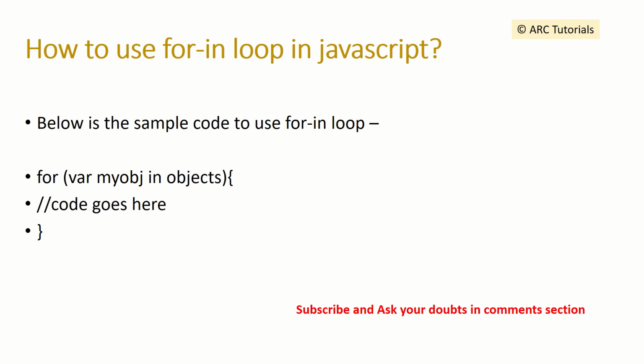How to use the for in loop in JavaScript? To use it, we will write for object in objects. This is an important thing. If you have an array or list of objects that you want to loop over, we can write for and then mention the variable in the list of objects. That's how we write the for in loop.